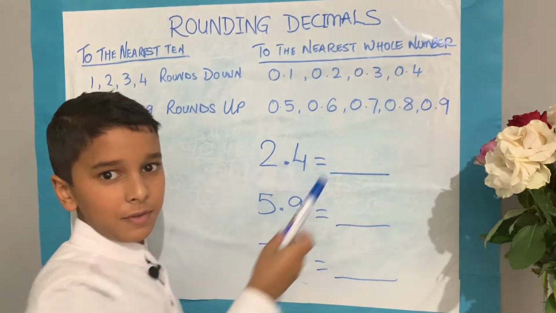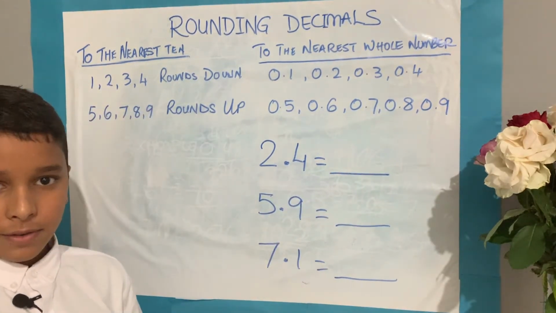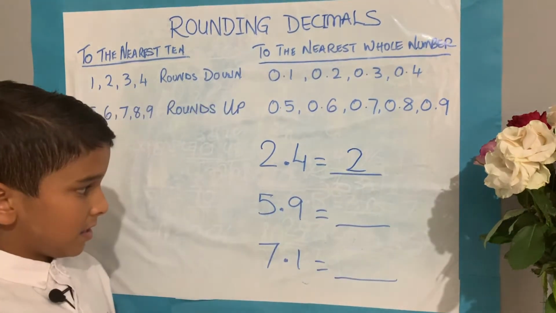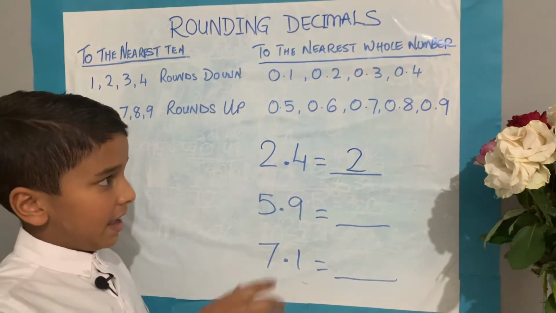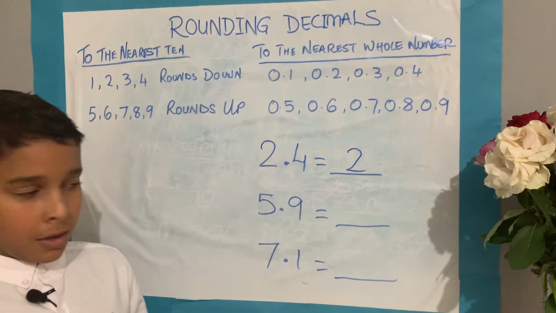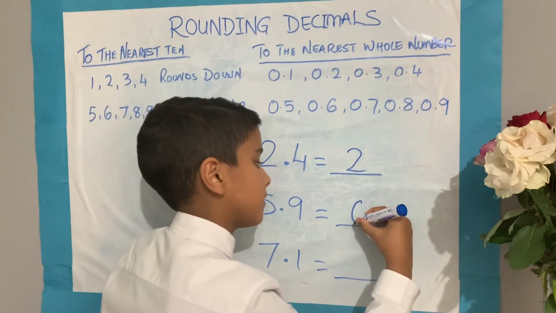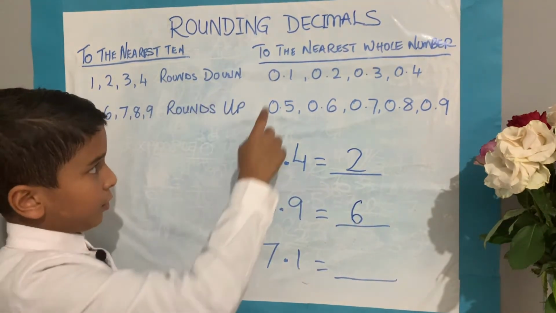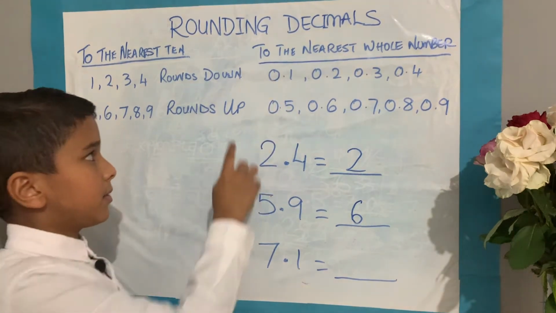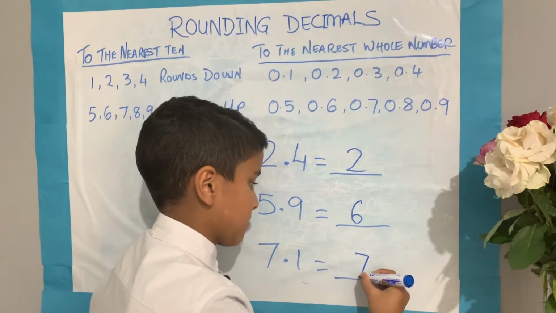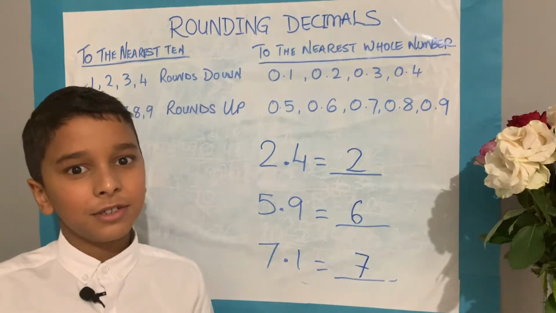2.4 ends in 0.4. Therefore, it will round down to 2. 5.9 ends in 0.9. Therefore, it will round up to 6. 7.1 ends in 0.1. Therefore, it will round down to 7. And there's your solution.